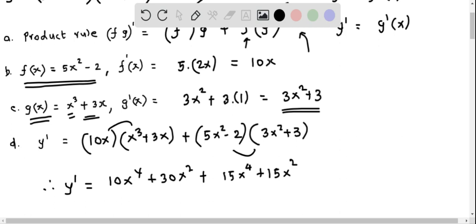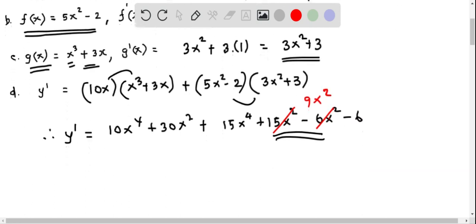Let's move to the next product, that is negative 2 times 3x squared, which is negative 6x squared. We then have negative 2 times positive 3, which is negative 6. So these two are like terms. 30x squared minus 6x squared... I'm going to write this down as 9x squared.